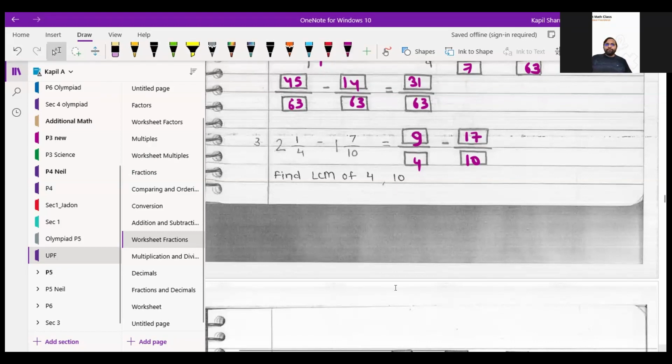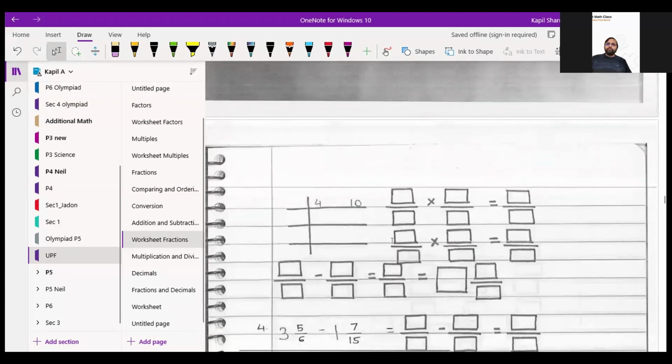Yes, Satvik. 9 upon 4 minus 17 upon 10. So first we'll find the LCM of 4 and 10. Okay, so it's 20.